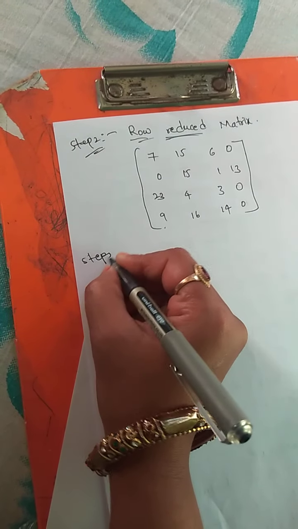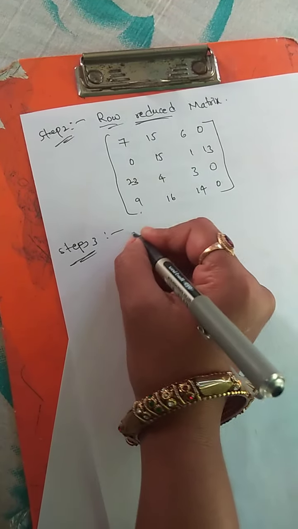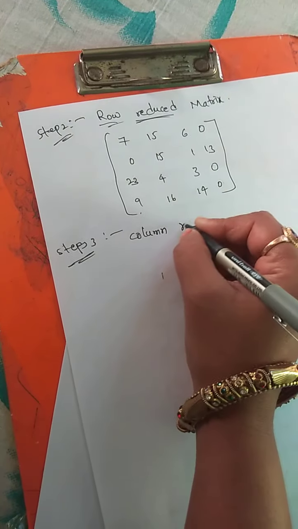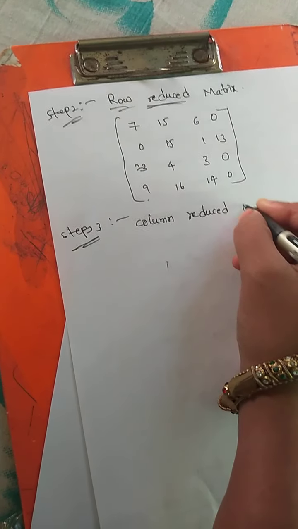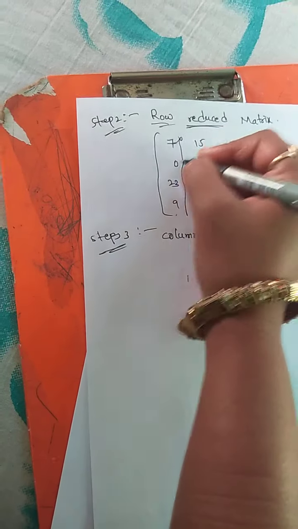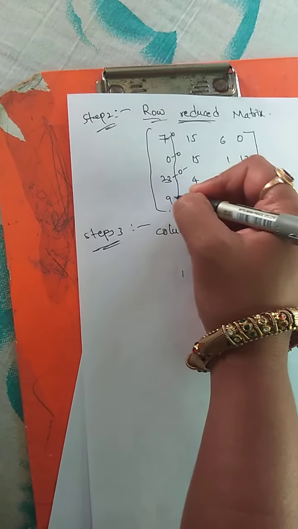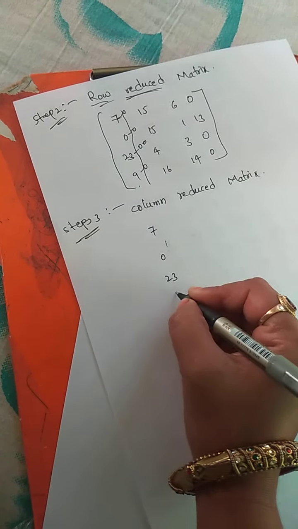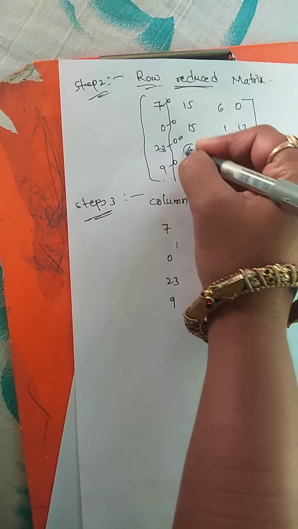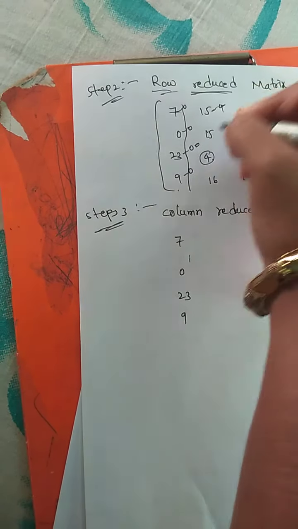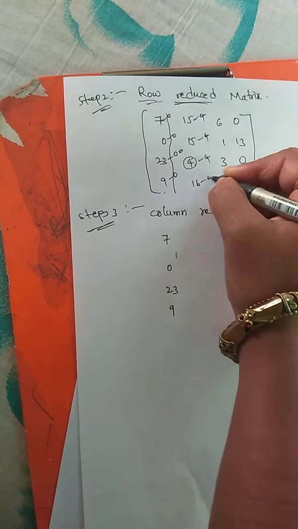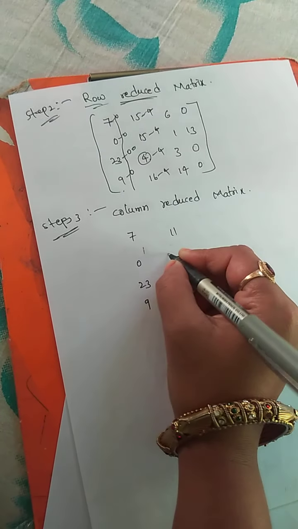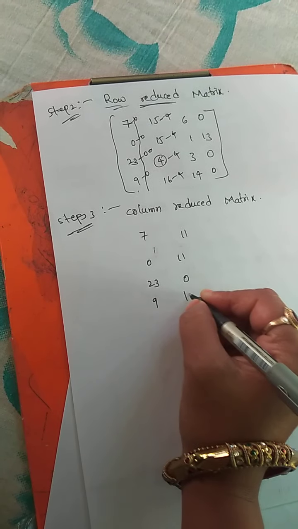Step 3, column reduced matrix. Same, in this column the least value is 0, so we subtract each value with 0. So it means 7, 0, 23, 9. There is no change. In this column the least value is 4. We have to subtract 4. So we get 11, 11, 0, 12.